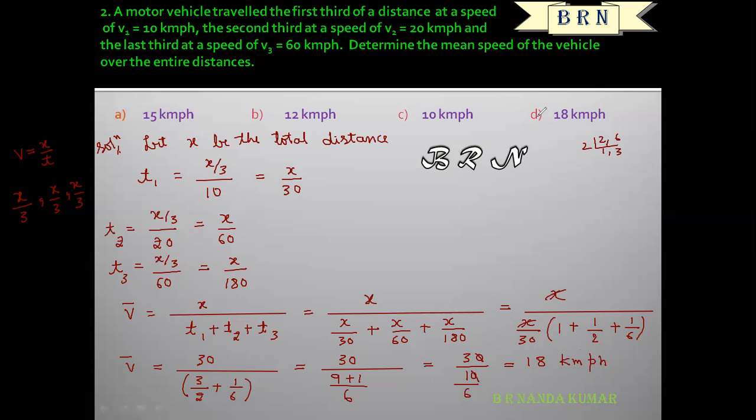So what is the correct answer? 18 kilometer per hour. Option D is the right answer. Okay.